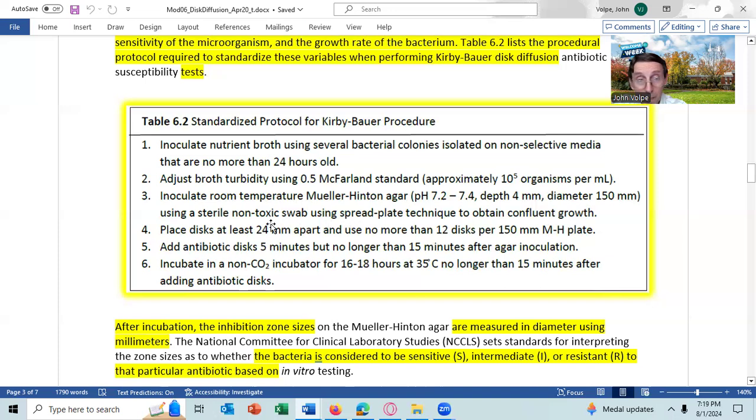We always inoculate the plate using a non-toxic swab, using the spread plate technique to obtain a lawn of growth, that's confluent growth on the plate. And I'll show you that in a minute. You then place the discs on the plate 5 minutes after applying the bacteria, but no longer than 15 minutes after applying the bacteria.